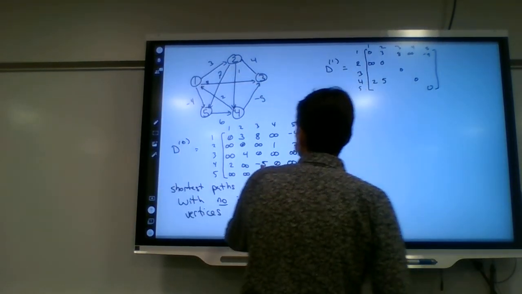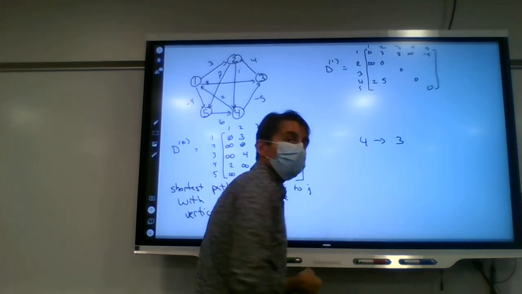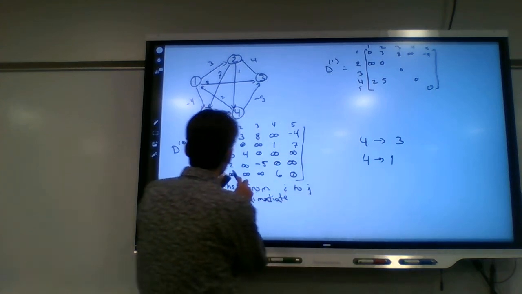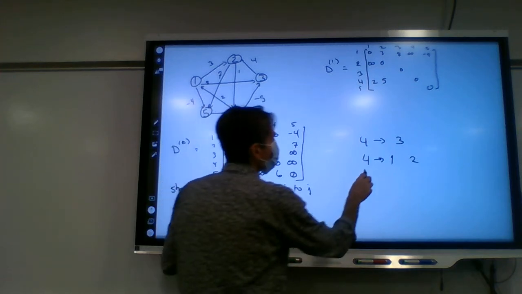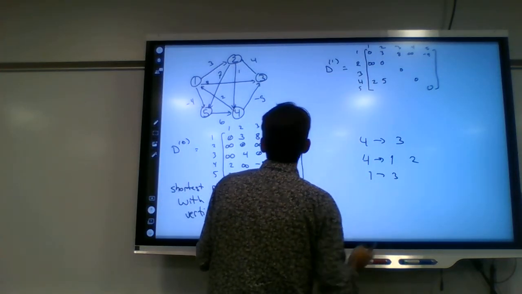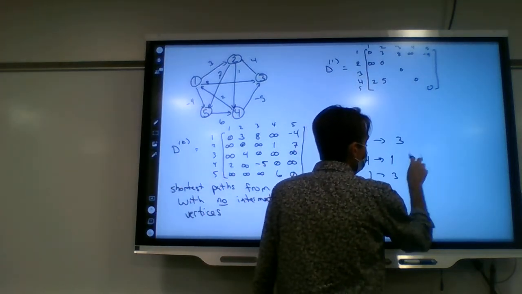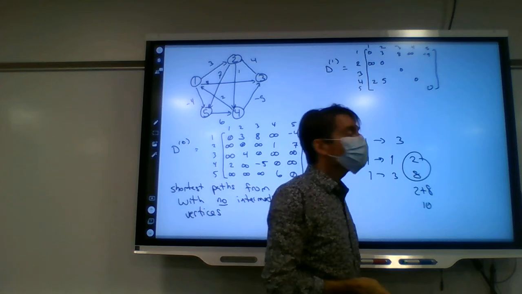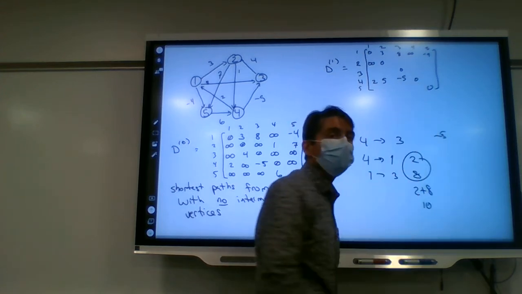Okay, now we're going to do the same thing. We're looking at 4 to 3, but we're allowed to go through 1. So what happens to 4 to 1 over here? That was a 2. And 1 to 3 over here is 8. And 2 plus 8 is 10. But the label that we already had was -5, and -5 is smaller, so we keep it.